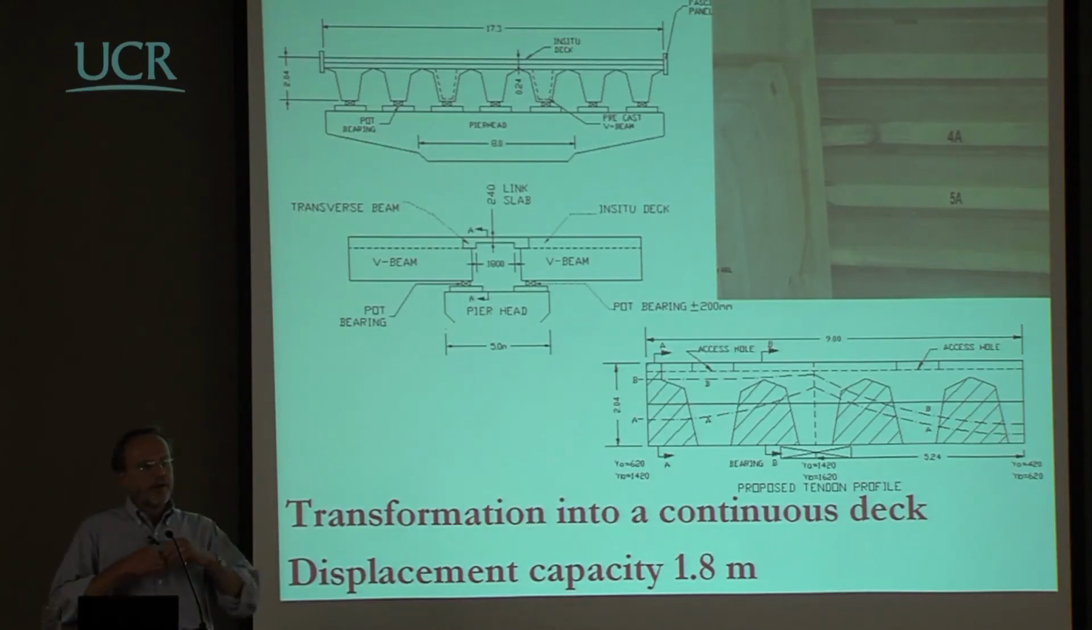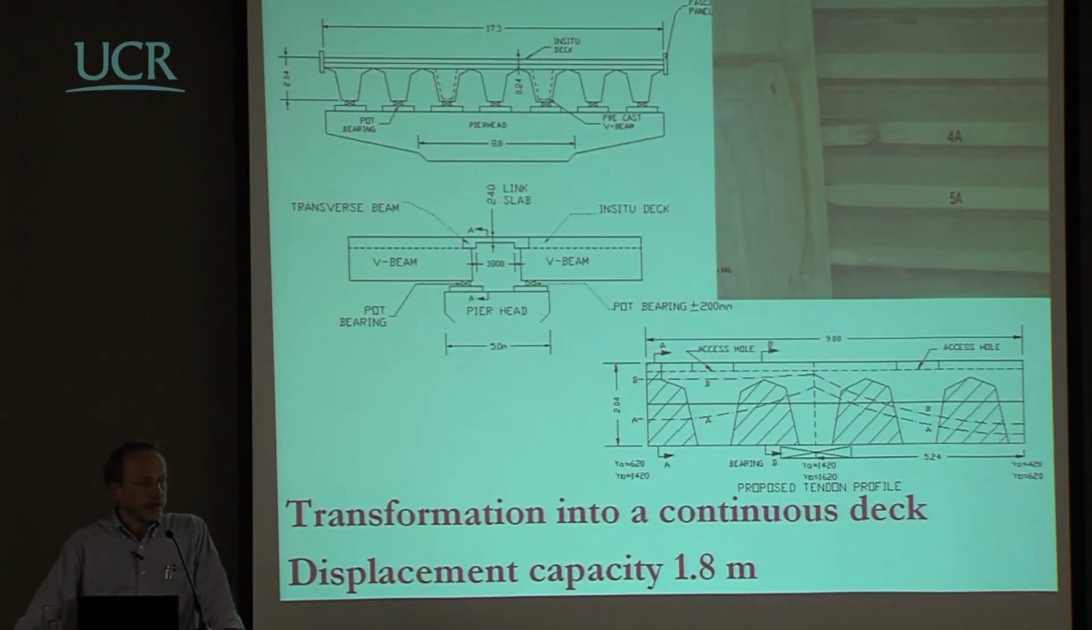There are a number of problems if you do that, of course, because you have to deal with the changing in the sign of the bending moment, and you have to deal with temperature, differential temperature, top and bottom, and so on. But anyway, the general idea was that there is no way to cope with this level of displacement capacity if you don't change completely the bearing system.